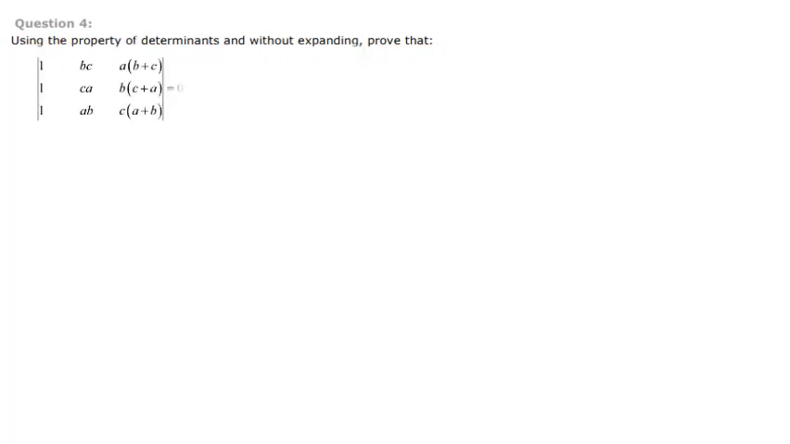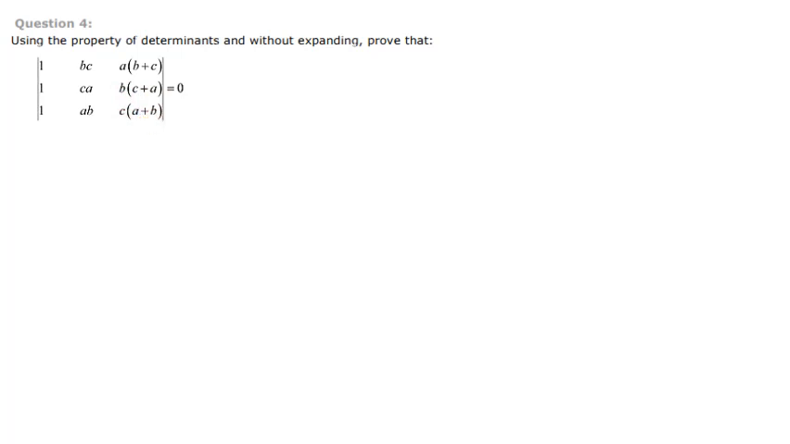Move on to question number 4. Using the properties of determinants and without expanding, prove that determinant 1, 1, 1, B, C, C, A, B, A into B plus C, B into C plus A, C into A plus B equals 0.